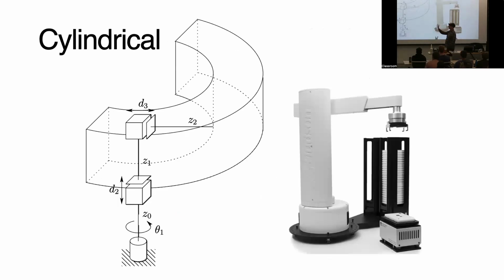All right, cylindrical robot. Just like in cylindrical coordinates, where you have a rotational degree of freedom and 2 translational degrees of freedom, it gives you a workspace shape that looks like a cylinder.